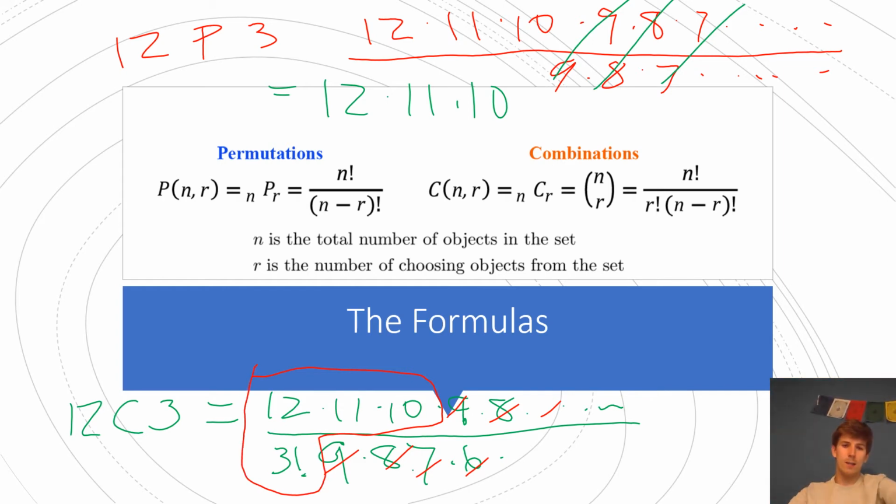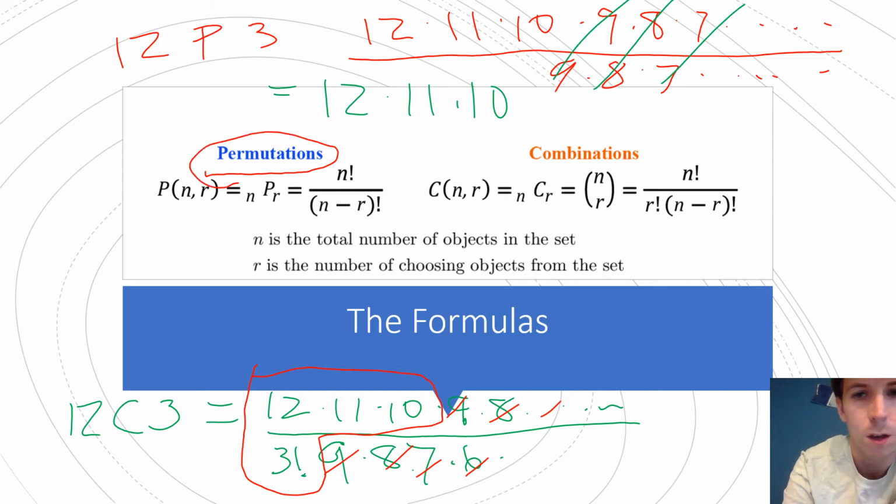Okay, so that's how those formulas work. That's how we're going to use them going forward. The main challenge here is figuring out whether it's a permutation, and that's going to be when the order matters, or if it's a combination and the order does not matter.